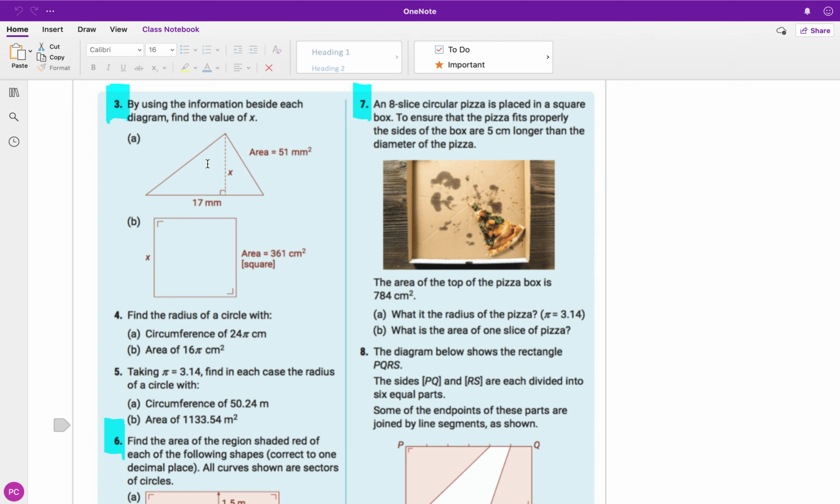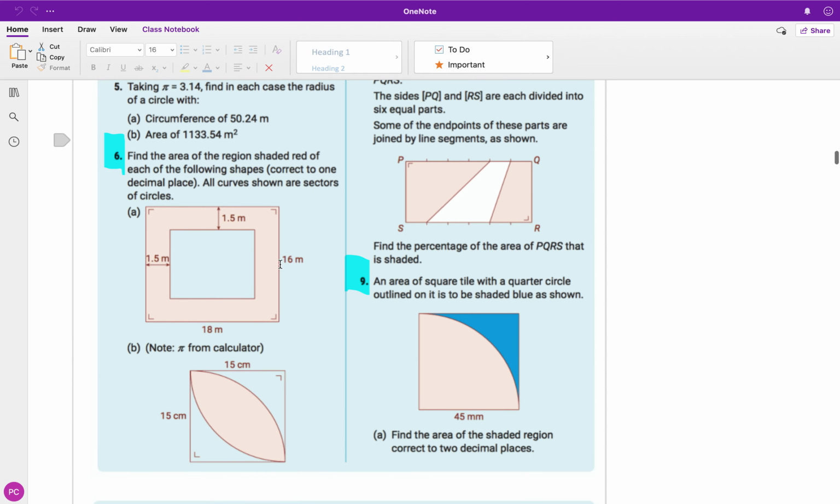This one here, question 3, they've given you the area. They want you to find the perpendicular height. So half the base multiplied by x is equal to 51. The same here. This is a square, is it? Yeah, x multiplied by x is going to be equal to 361. So x squared is 361. Find out x.